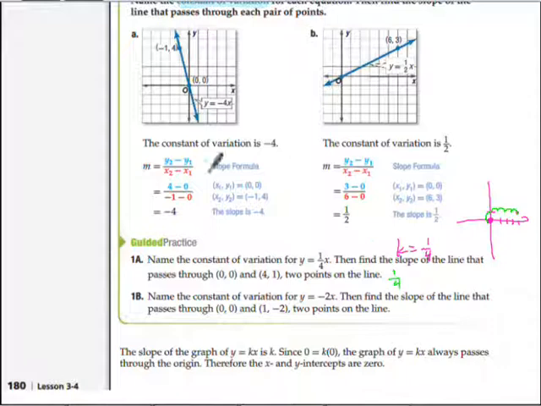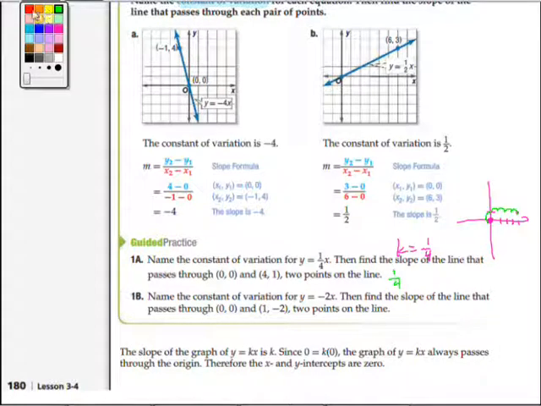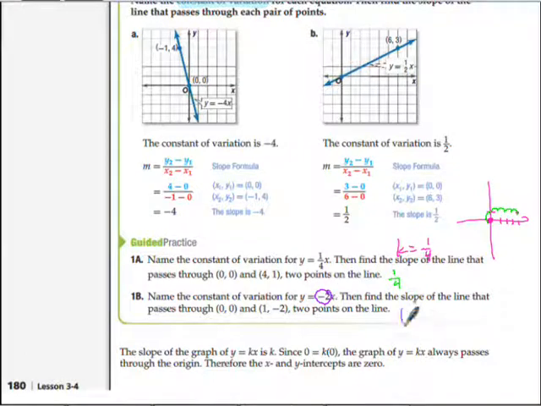Name the constant of variation here. Okay, so again, constant of variation is just this number right next to the x, so the k equals -2. And then let's take a look here. Find the slope of the line that passes through the point 0, 0. So again, we have 0, 0, and 1, -2. And the rise over run there would be down 2 over 1, which the slope there would be -2.